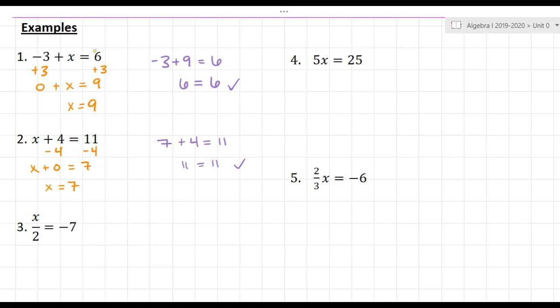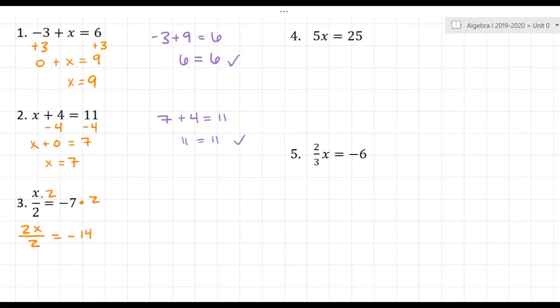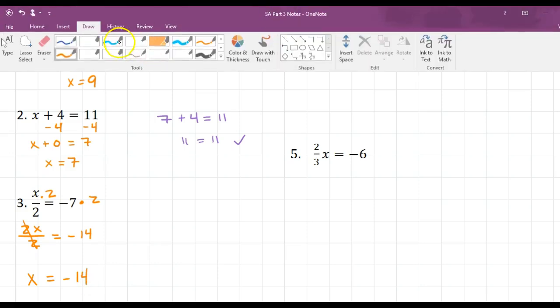Number 3, I have x divided by 2 equals -7. To move a number that's in the bottom of a fraction, I need to multiply both sides by that number. So on this side, I have 2x divided by 2 equals -7 times 2, which is -14. 2 divided by 2 is just 1. So I get x equals -14.